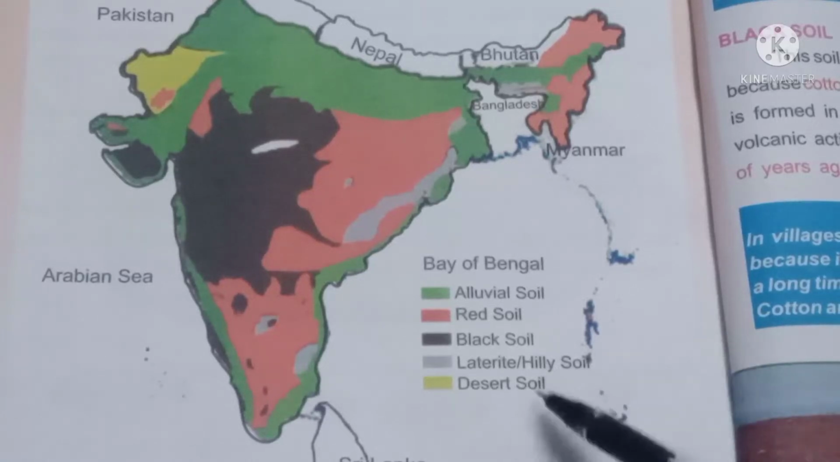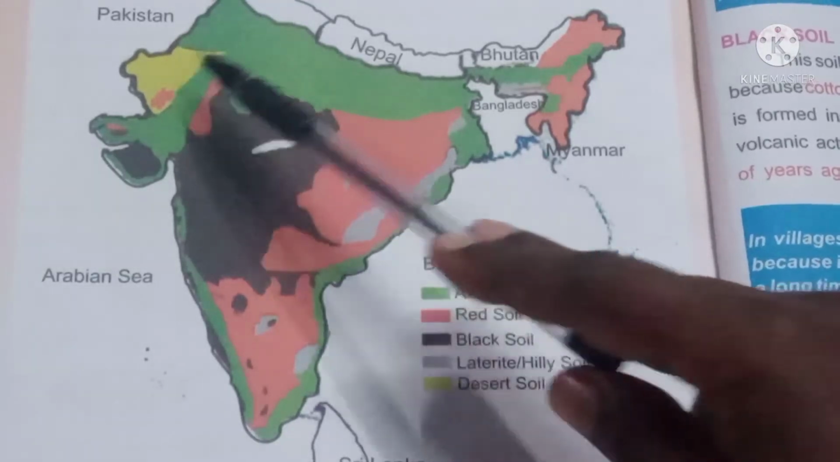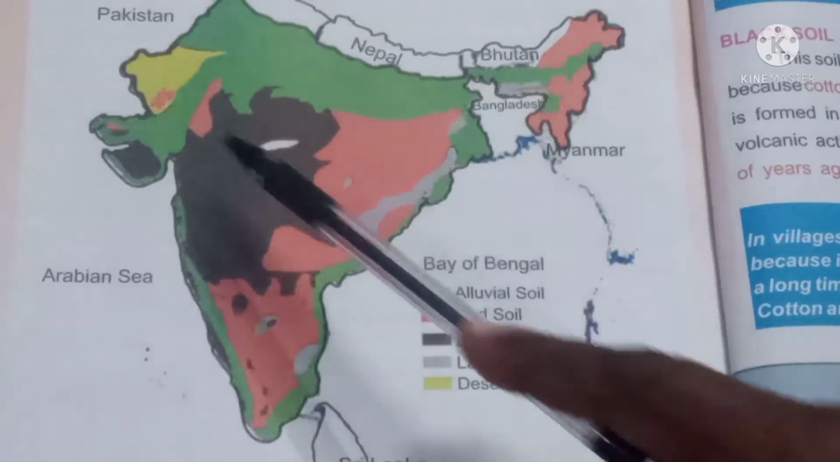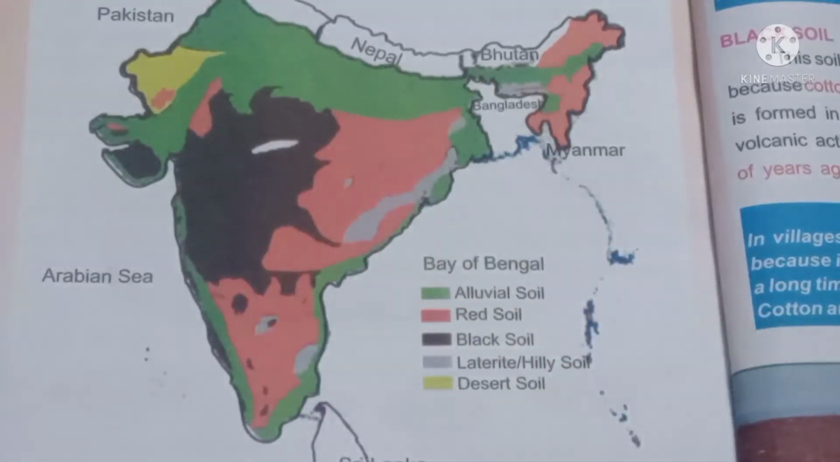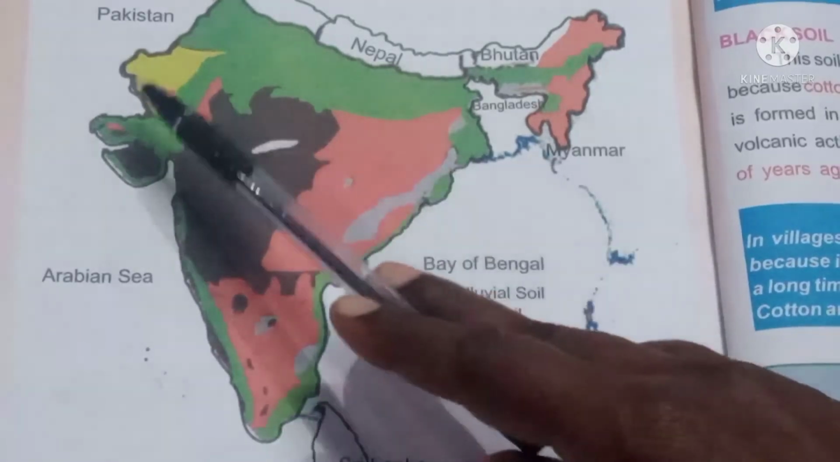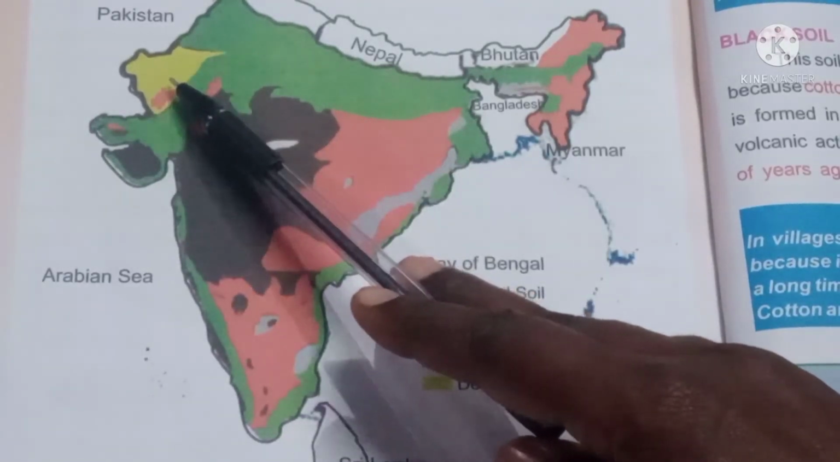Let's talk about the desert soil. What color represents the desert soil? Yellow color represents the desert soil, and it is in Rajasthan. Rajasthan has the Thar desert. The Thar desert is located in the western side of Rajasthan and parts of Gujarat.